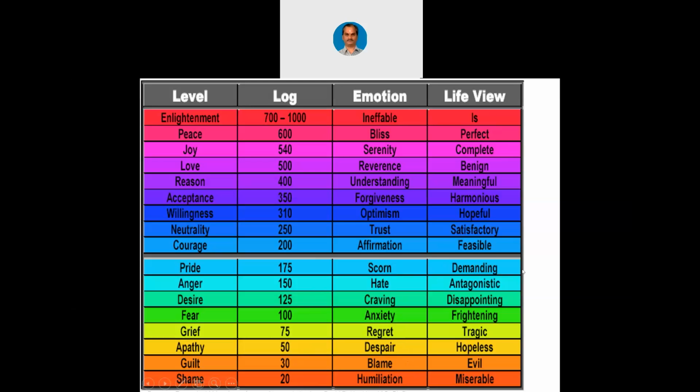The life view with the pride is demanding. Life view with anger is antagonistic. Life view with desire is disappointment. Life view with fear is frightening. With grief, it is tragedy. With apathy, it is hopelessness. With guilt, it is evil. And with shame, it is miserable.